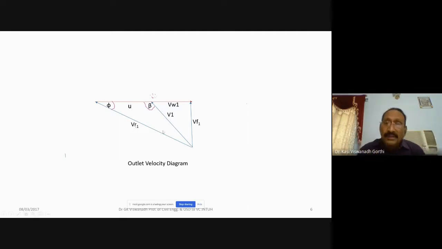So Vw1, Vf1. Two points I would like to tell you at this juncture. All the velocities which are represented at the outlet are given with a suffix 1. So the numerical value of Vw will not be equal to the numerical value of Vw1. That is different. This is one point that you need to observe. Second point is, for u, the velocity of the vane, we have not given any suffix 1. Have you observed that? We have not given any suffix 1 for u.